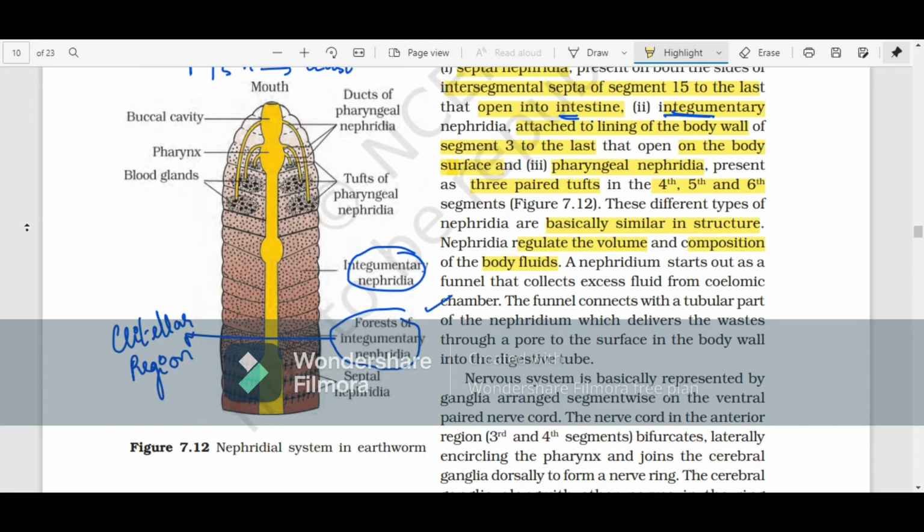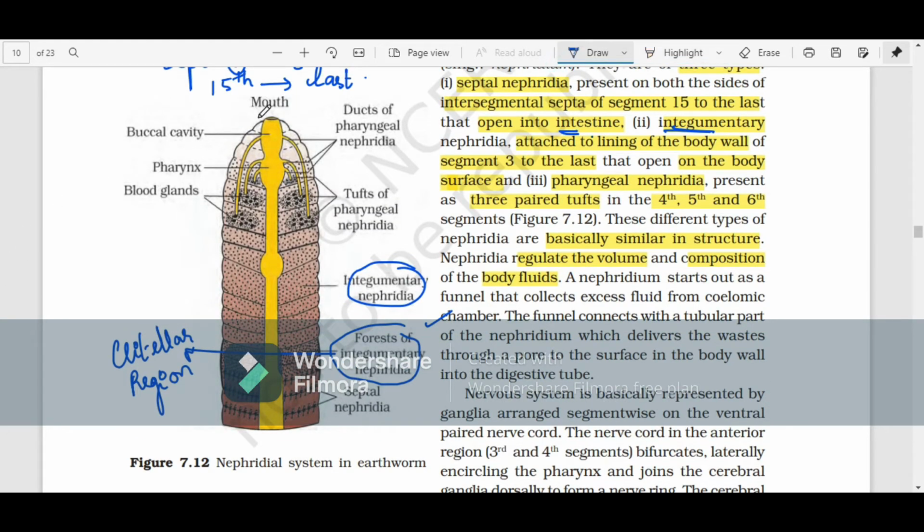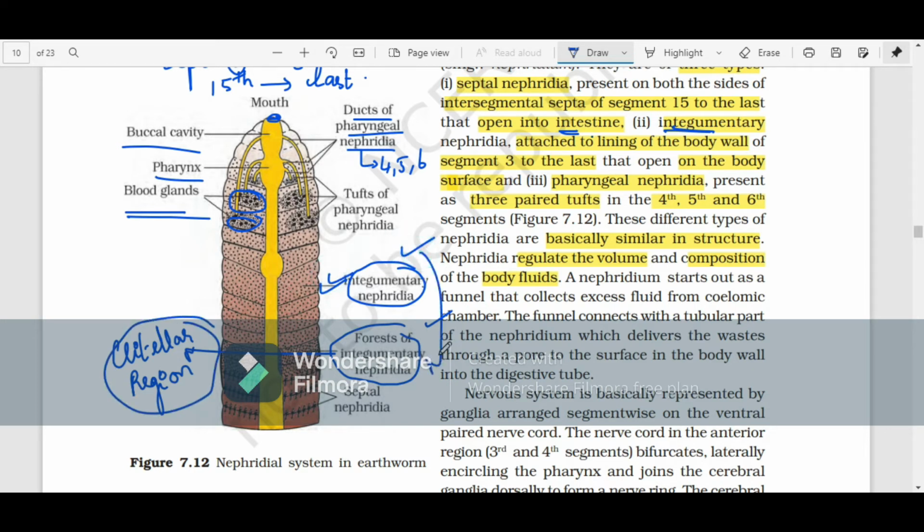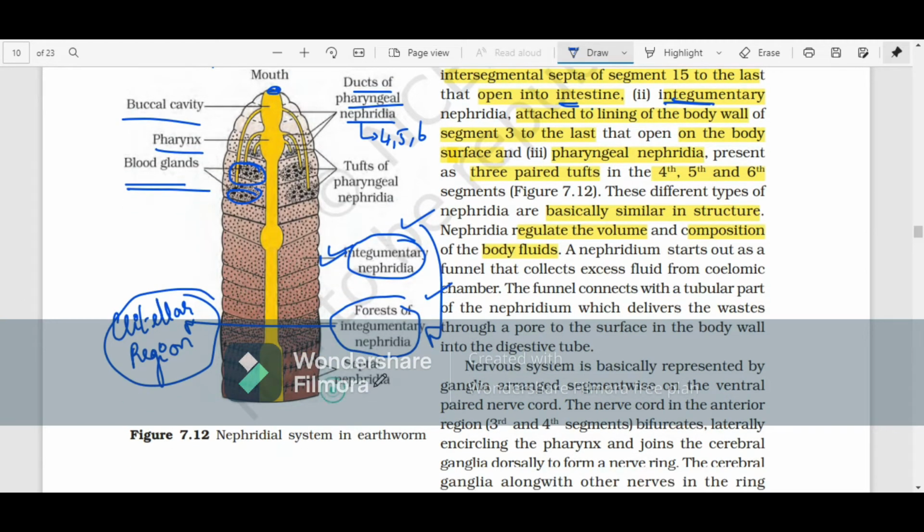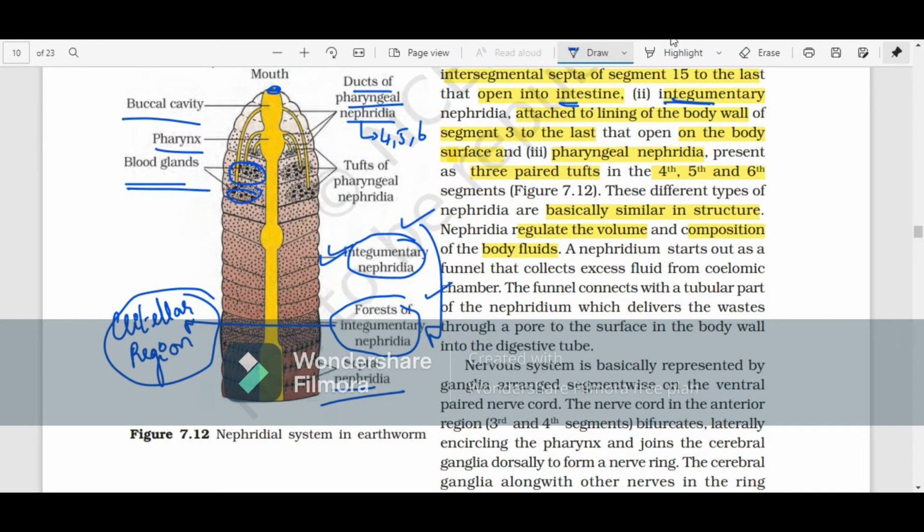If you see this diagram, there's the mouth here, and the ducts of pharyngeal nephridia. Where is the pharyngeal nephridia found? In the fourth, fifth, and sixth segments as three paired tufts. That's the buccal cavity, pharynx. Blood glands are right here. Then we have the integumentary nephridia. In the clitellar region, the integumentary nephridia becomes the forest of integumentary nephridia, and septal nephridia is from the 15th to the last segment.